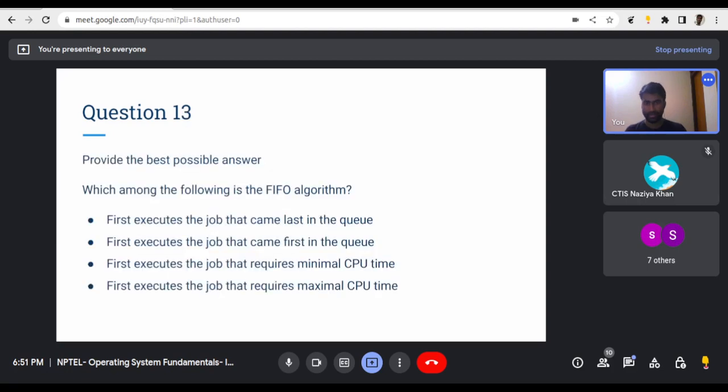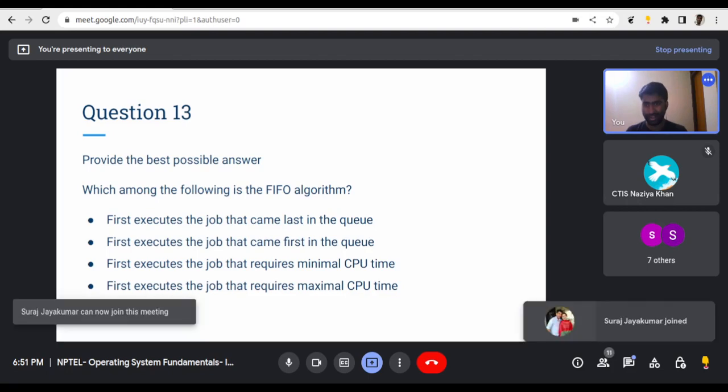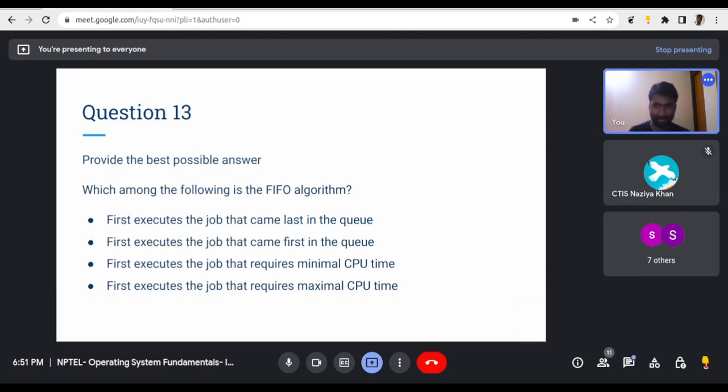So this is the first in first out algorithm. Sorry, I may have said first come first serve, but the algorithm is first in first out. Which among the following best describes the FIFO algorithm? Does it first execute the job that came last in the queue, or the job that came first in the queue? Does it first execute the job that requires minimal CPU time, or the job that requires maximal CPU time? Which among the following do you think best describes the FIFO algorithm?